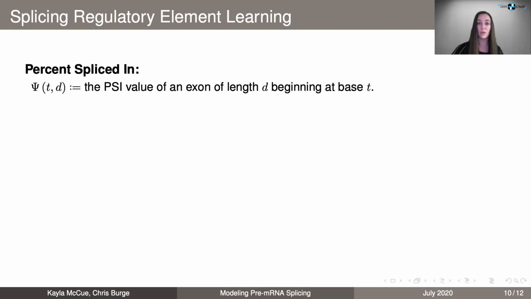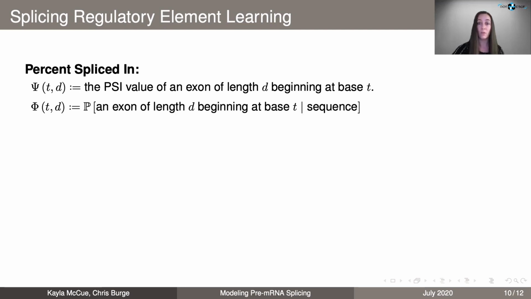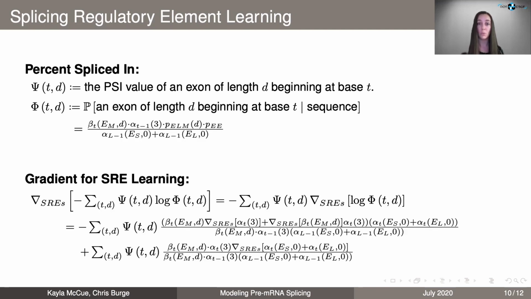For a particular exon, we can determine its psi value, that is, how frequently it's included in transcripts. And then we can define this function phi as a probabilistic description of the psi value for internal exons. This probabilistic expression can be written in terms of the forward and backward variables that I showed before, along with a few other parameters of the model. Now with this expression, I've developed a gradient descent approach to learn parameters for the SCFG SREs specifically by minimizing the cross entropy between phi and psi, which I'm currently working on the implementation of.